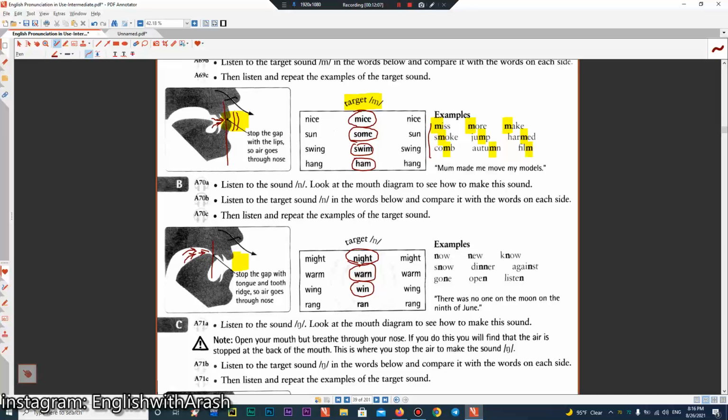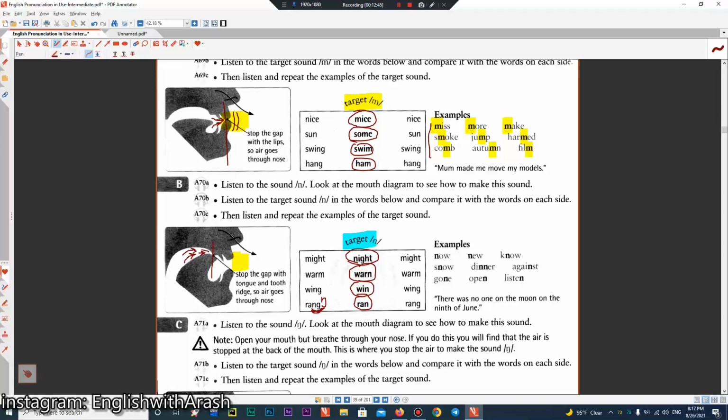So you see, this last line is a little tricky because this ng here, it is the sound of this. So it's not easy maybe for you to pronounce it yet, but it's rang. It's not ran, but this one is ran. Our target is n here, so it's the ne sound. Night, worn, win, ran. Alright, ran.